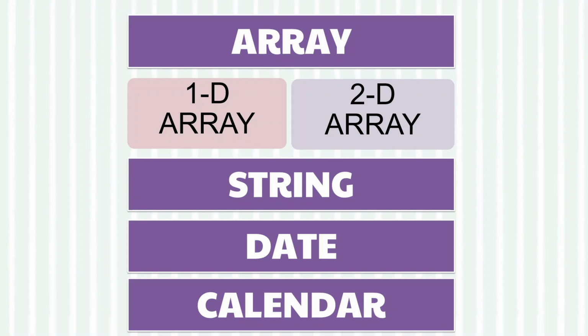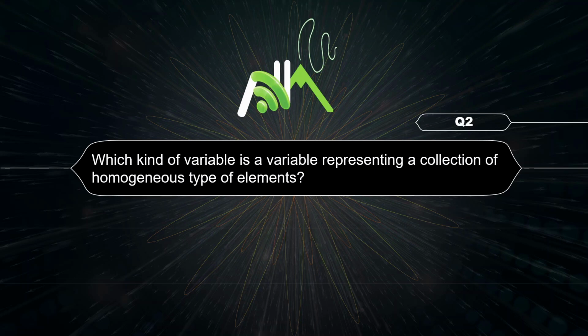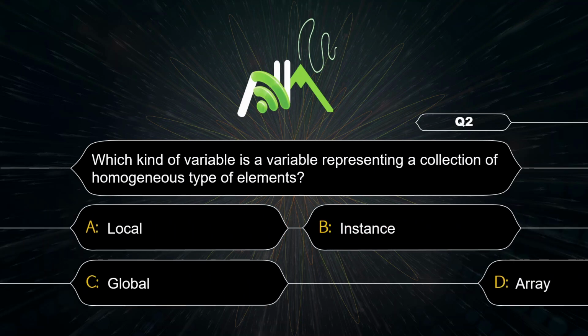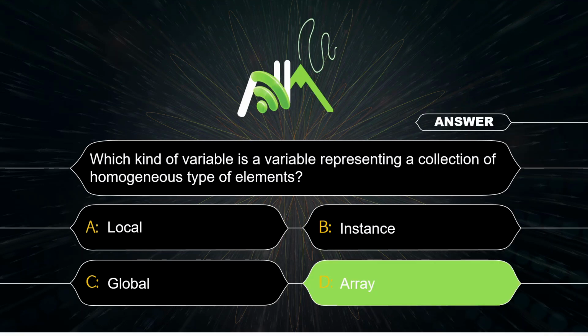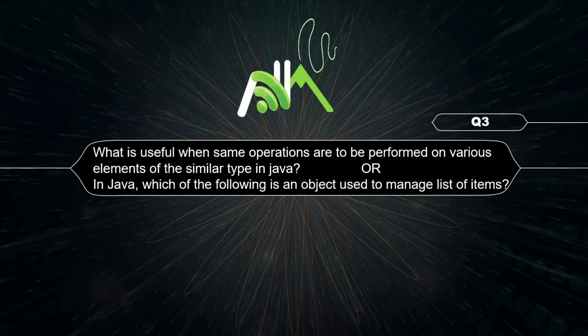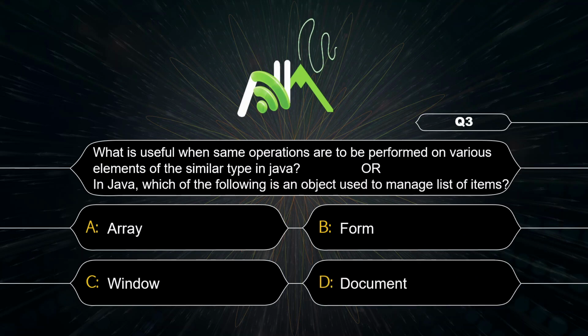Here we will proceed to our next question without any delay. Which kind of variable is a variable representing a collection of homogeneous type of elements, that is array? Option D. What is useful when the same operation is to be performed on various elements of a similar type in Java? Or in Java, which of the following is an object used to manage a list of items? So that is option A, array.